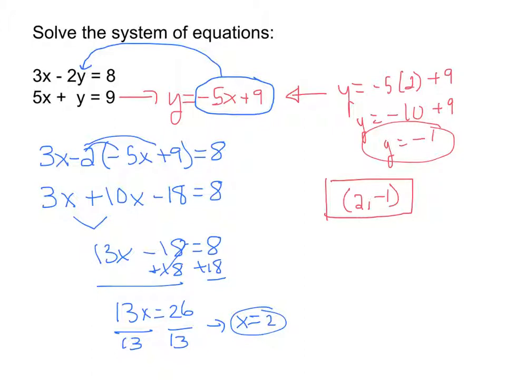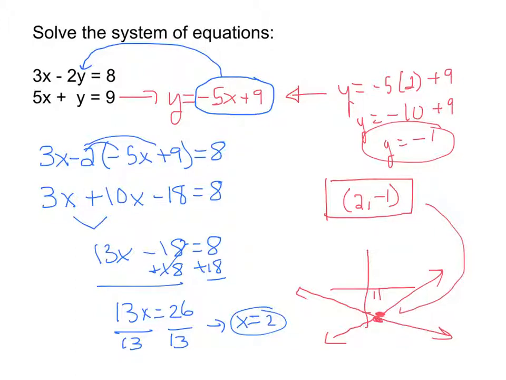Let's just remember briefly what that means. It means that if I were to graph these two lines, whatever they might look like, here's (2, negative 1), that's where these two lines are going to cross. And again, I don't know if that's what these two lines look like, but that's the point at which they will intersect.